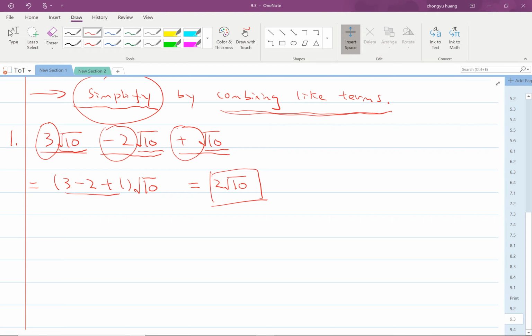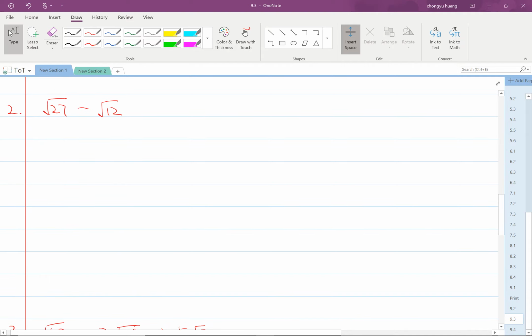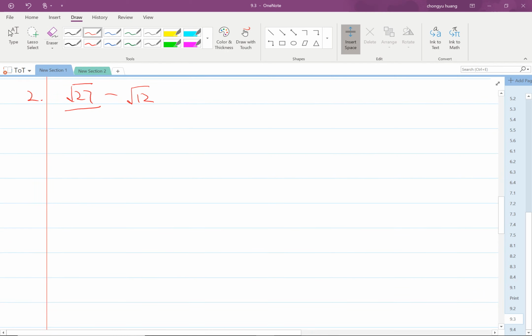Okay, let's move into the next question. Question 2, let me zoom in a little bit. You can see what we have is the square root of 27 and a square root of 12. We actually need to simplify a little bit, because we cannot do any subtraction over those 2 terms as they are. Once we simplify, we will be able to do the subtraction.